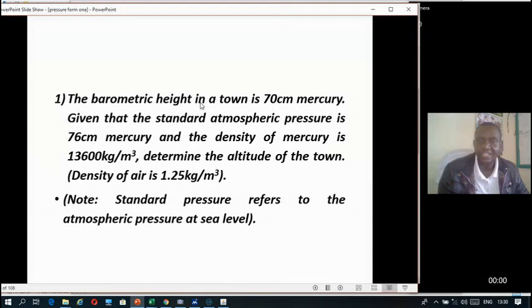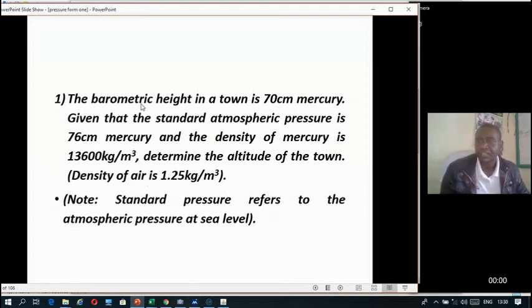A barometric height in a town is 70 centimeter mercury. Given that the standard atmospheric pressure is 76 mercury and the density of mercury is 13,600, determine the altitude of the town. This question is very common. Determine the altitude of the town.